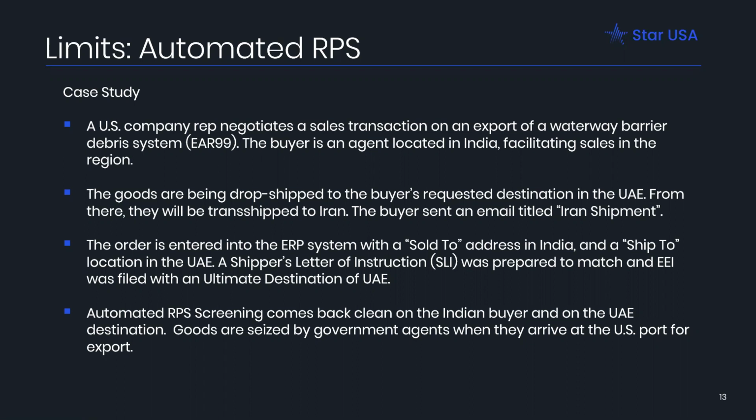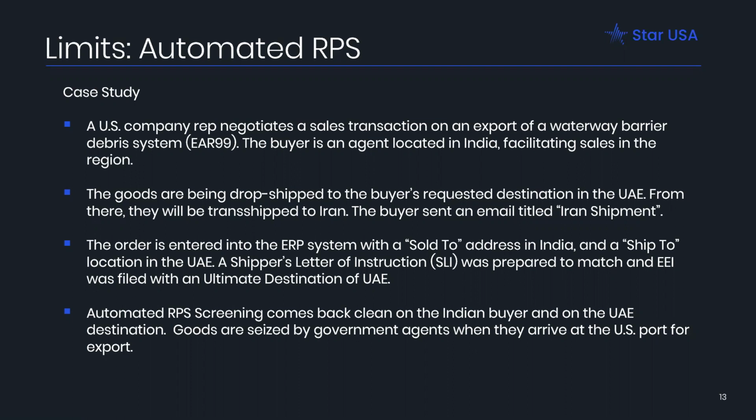So the order that gets entered into the ERP system on the US side has a sold to address in India and a shipped to address in the UAE. From that entry in the ERP system, a shipper's letter of instruction prints out, or they complete a shipper's letter of instruction, an SLI, and they provide that to the forwarder, who files the EEI with an ultimate destination of the UAE.